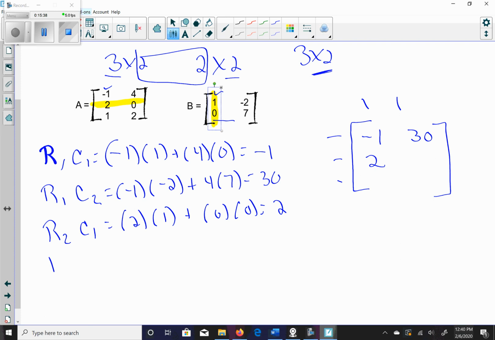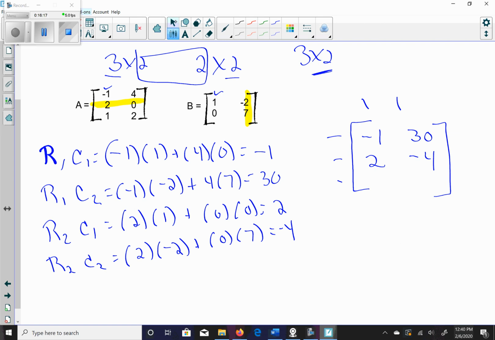Now let's do row 2, column 2. So now this highlighting is going to shift over to here. And when I do that, I'm going to have 2 times negative 2 plus 0 times 7. So I'm going to get negative 4 plus 0, which will be negative 4. So row 2, column 2 will be negative 4. Going to keep this pattern going. I've already done everything for row 2.